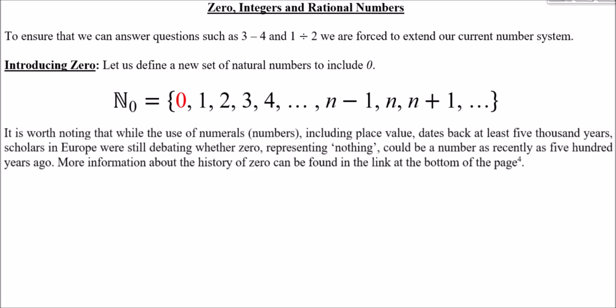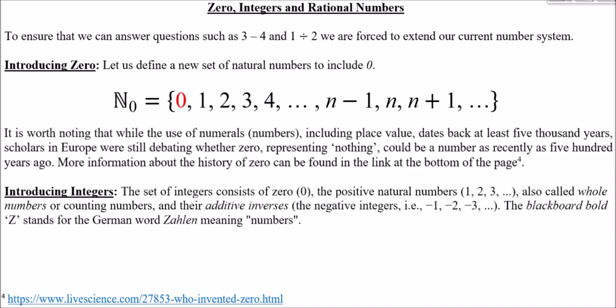It's worth noting that while the use of numerals, in other words numbers, including place value, dates back at least 5,000 years, scholars in Europe were still debating whether 0, which represents nothing, could be a number as recently as 500 years ago. So inventing zero, solidifying the concept of it, hasn't been as straightforward as you might imagine. So I'm going to put a link at the bottom for some more about the history of zero. So here it is now, if you're interested.